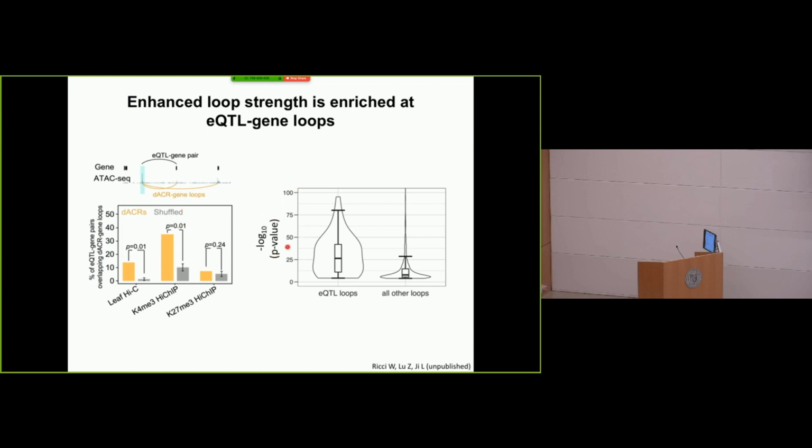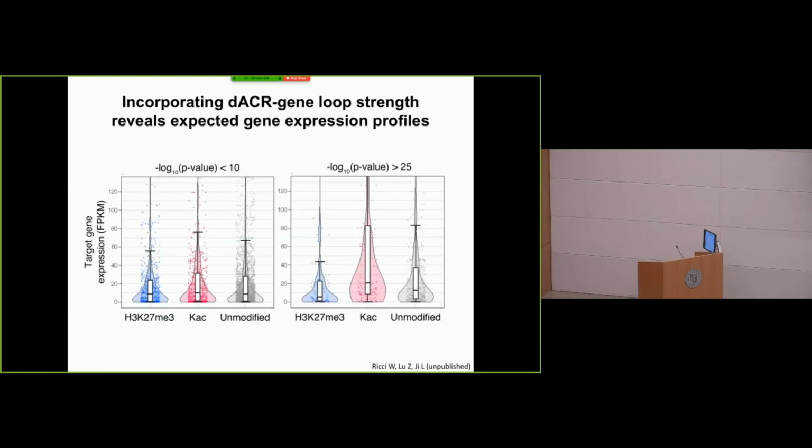And when you factor in this strength of interaction, look at the eQTL loops compared to all the loops, right? You look at their p-values. They're really strong, right? So I think this is really important, and we haven't seen this before in any species: where you factor in the strength of this interaction, it could be predictive for a true sequence-specific interaction versus these localized chromatin contacts that can happen.